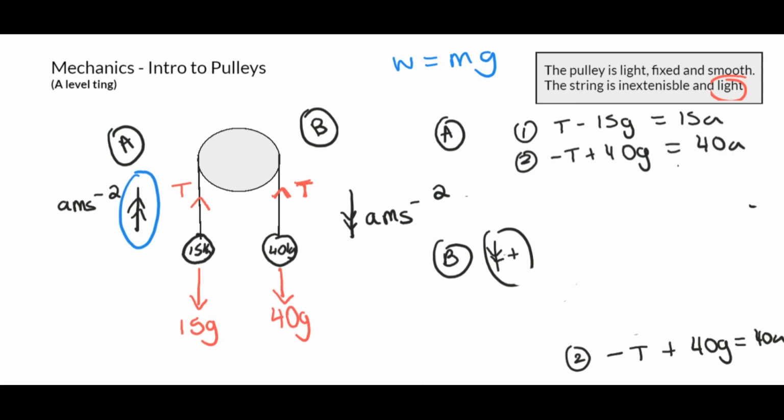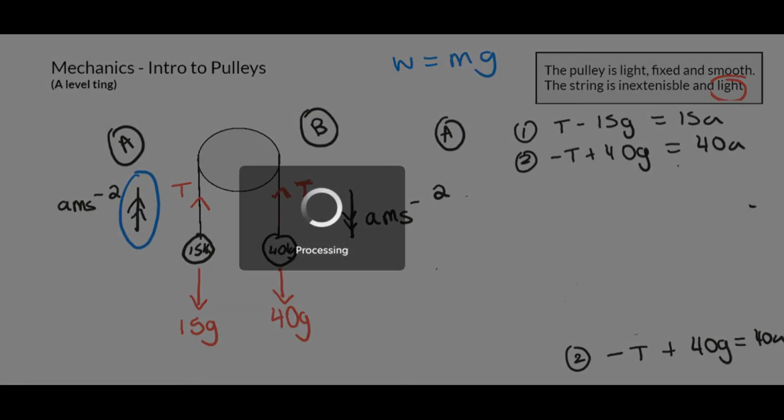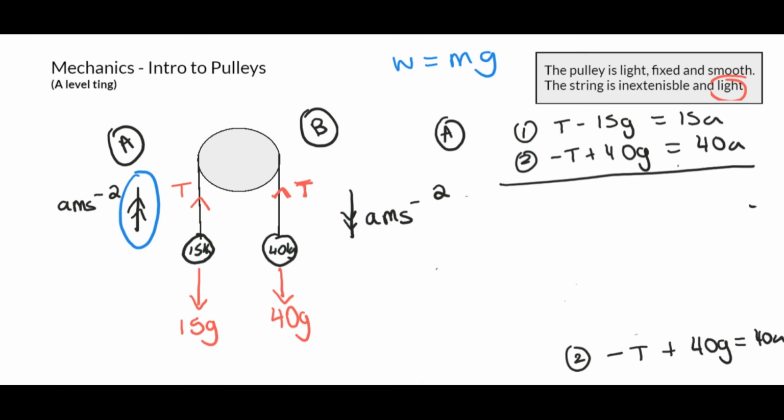Alright, cool. So now all we do is we solve this simultaneously. If you look at that, I can easily get rid of the T's. How do I get rid of the T's? I add them together because T plus minus T is going to become 0T. Once I do that, I also have to do minus 15G plus 40G.